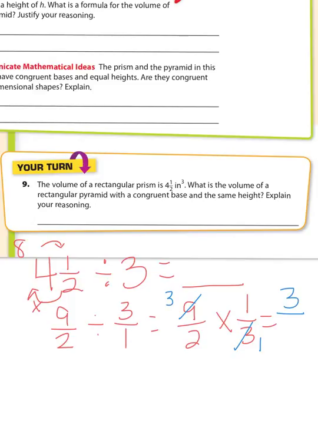So this gives me the fraction 3 over 2, which changes to 1.5. So this would be 1.5 inches cubed. So you take the volume of its corresponding prism and divide it by 3.